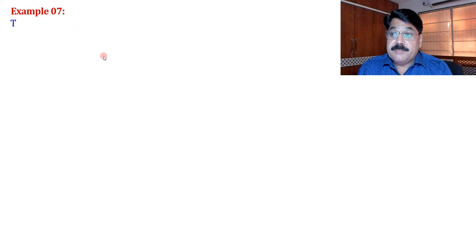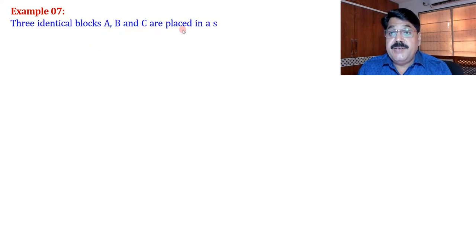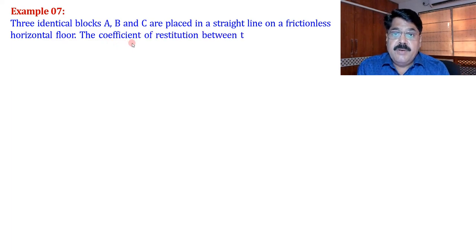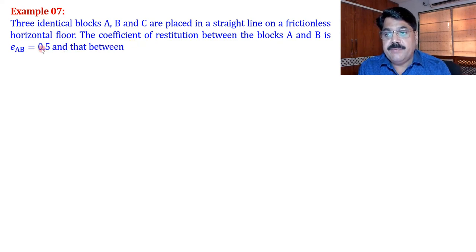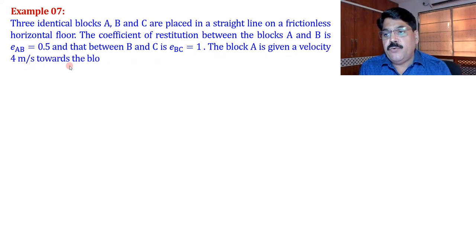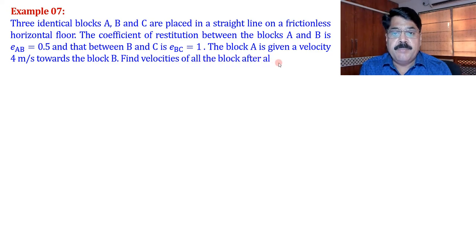Example 7. Three identical blocks A, B and C are placed in a straight line on a frictionless horizontal floor. The coefficient of restitution between blocks A and B is e_AB equal to 0.5, and that between B and C is e_BC equal to 1. Block A is given a velocity of 4 meters per second towards block B. Find velocities of all the blocks after all the collisions.